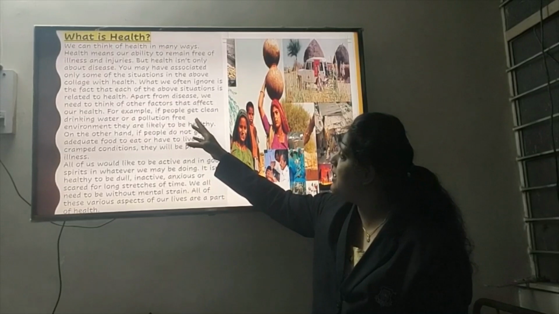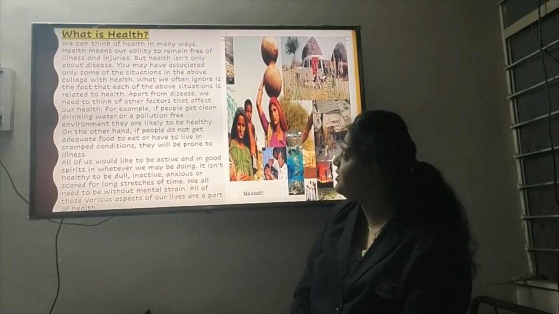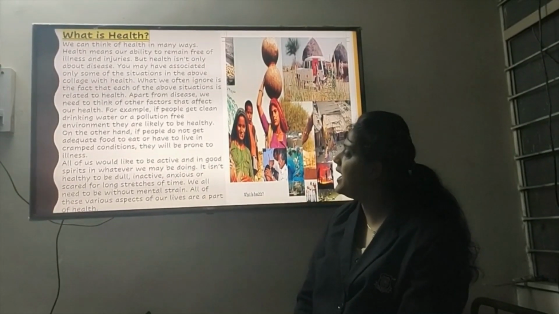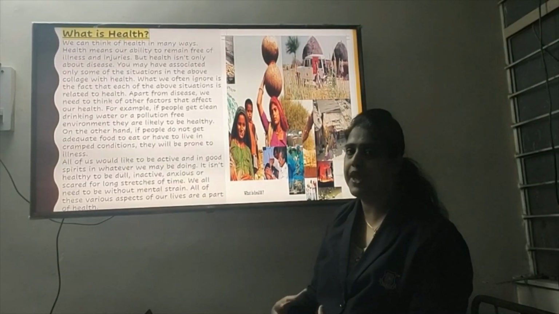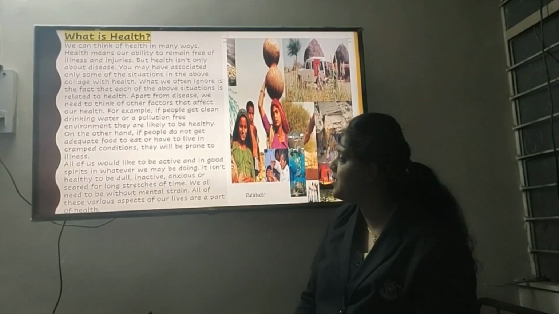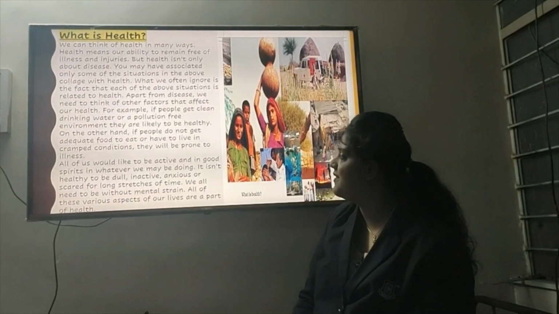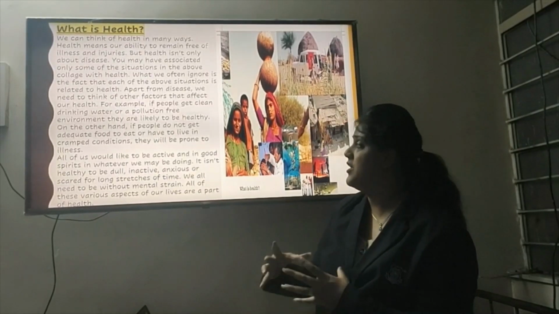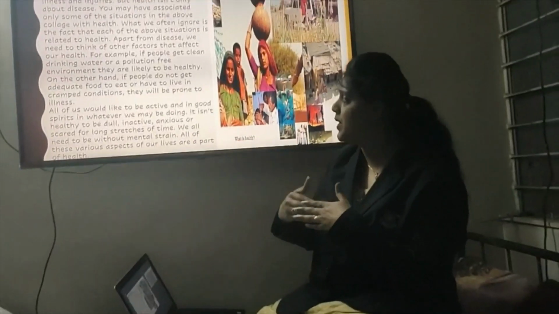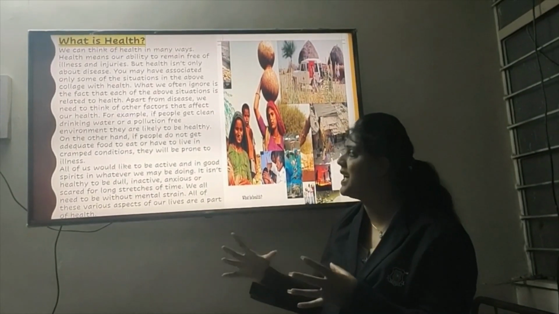So for example, if people get clean drinking water or a pollution free environment, they are likely to be healthy. On the other hand, if people do not get adequate food, enough food to eat, or have to live in cramped conditions, they will be prone to illness.